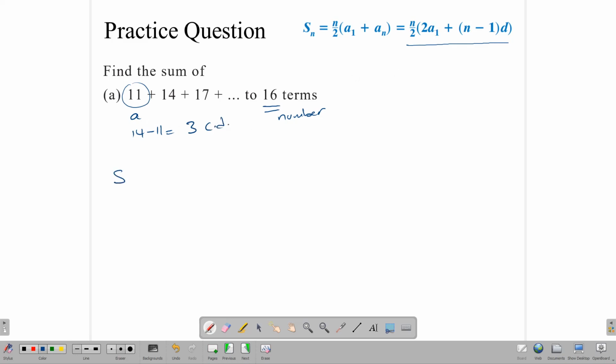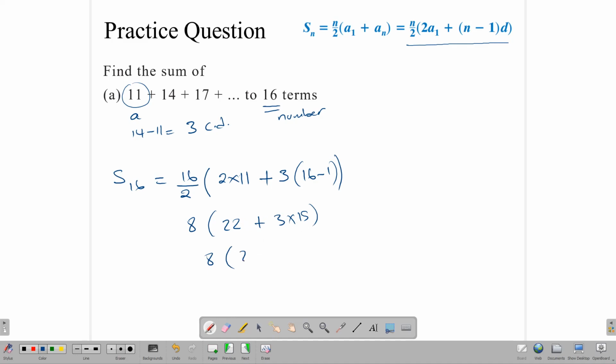So using this version of the formula, S16, since there are 16 terms, would be 16 divided by 2 into 2 times the first term, so it's 2 times 11, plus the common difference, which is 3 times the number of terms, 16 minus 1. This gives us 8 times 22 plus 3 times 15, which is 8 times 22 plus 45, which turns out to be 8 times 67. And that works out to be 536. So by knowing the common difference, the number of terms, and the first term, we can use this version of the formula. And by simple substitution, we get our result.